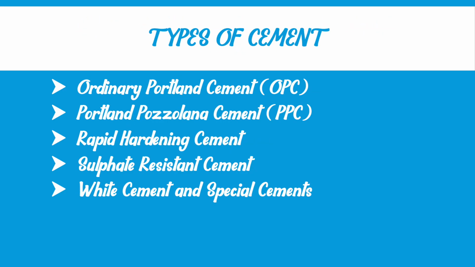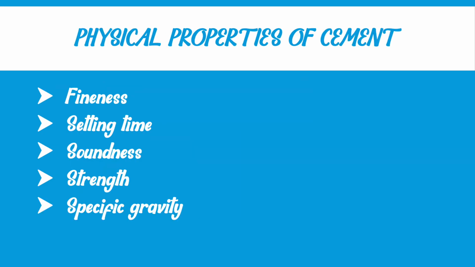Types of cement. There are five types of cement. That is ordinary Portland cement, generally known as OPC. Then Portland pozzolana cement, that is PPC. Then rapid hardening cement, sulfate resistant cement, white cement, and special cements. Then physical properties of cement: fineness, setting time, soundness, strength, and specific gravity.